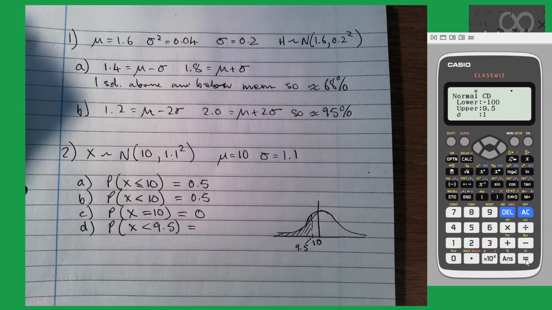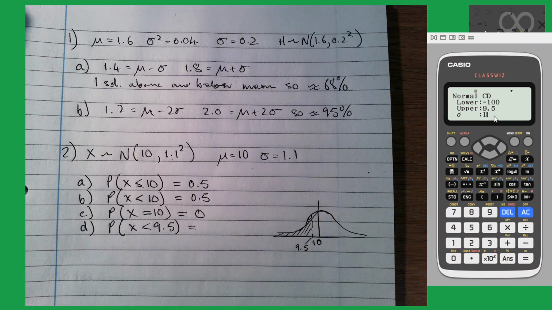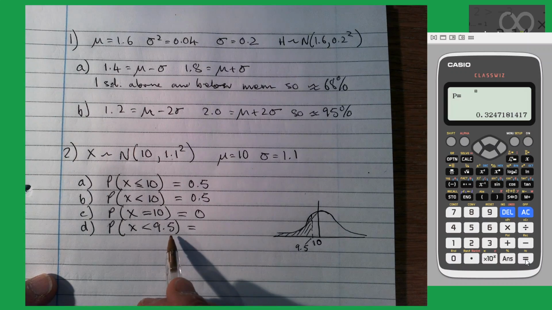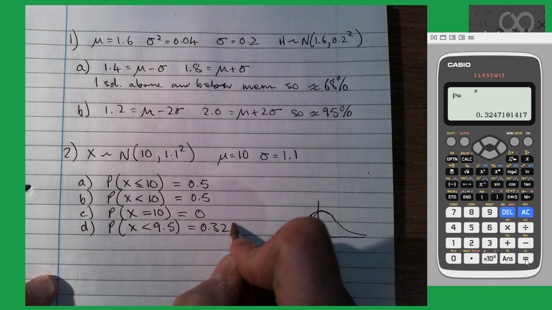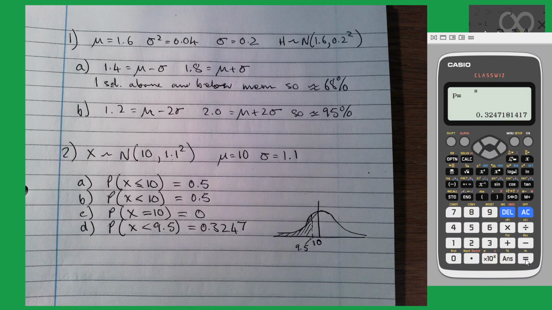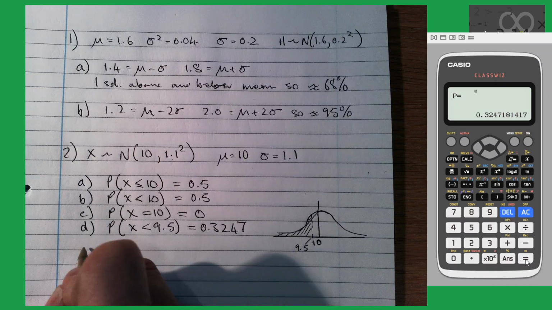And then we're going to say sigma is equal to, what was sigma? It was 1.1. And we're going to press equals there. And we're going to say mu is equal to 10. So put in 10 there and press equals. So we've got all our parameters in there, and now if we press equals, it will give us the probability of x less than or equal to 9.5. That's 0.3247. If you're asked to give it to a specific level of accuracy, then you should choose 3 significant figures. I tend to choose 4 decimal places for probabilities, so let's leave that like that there.